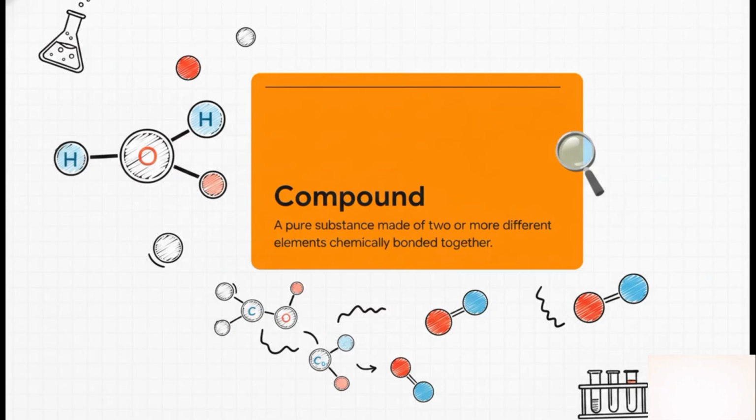But what if you take different elements, say hydrogen and oxygen, and chemically glue them together? Well, now you've got a compound. The most famous example, of course, is water, H2O. Two hydrogens stuck to one oxygen, and here's why it's still a pure substance. Every single little molecule of water is exactly the same as the next one.